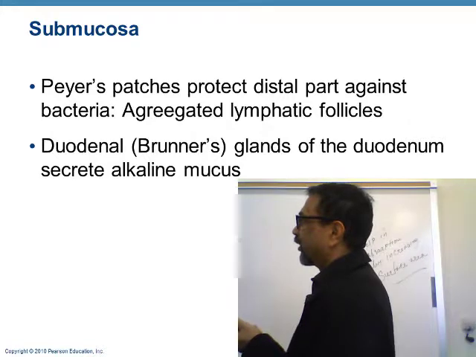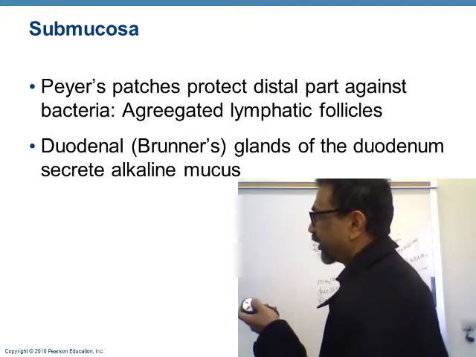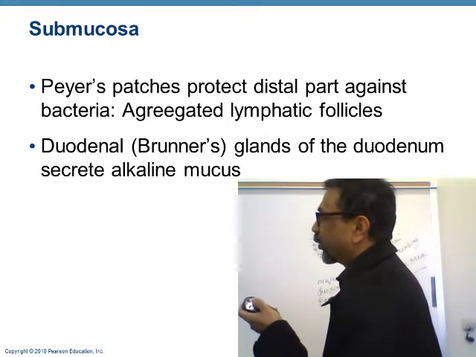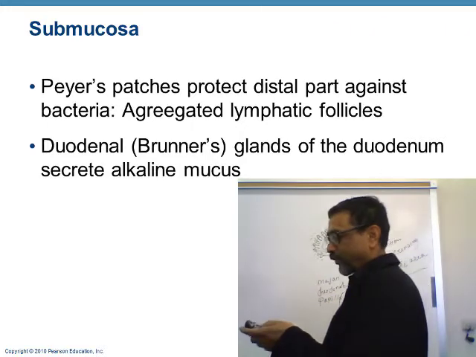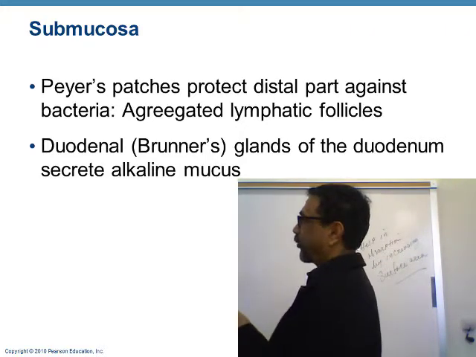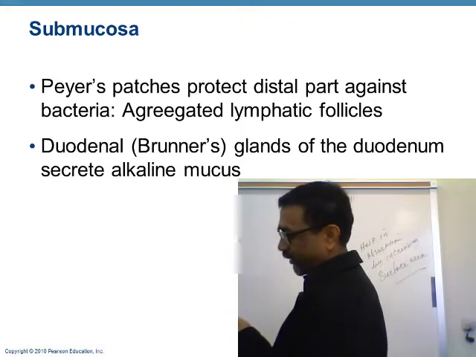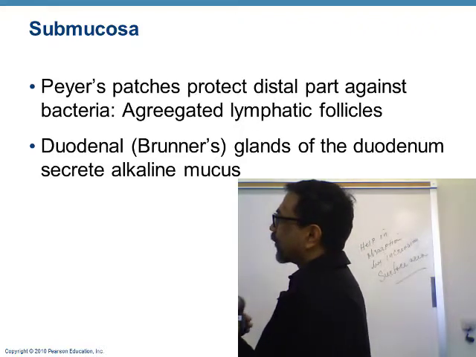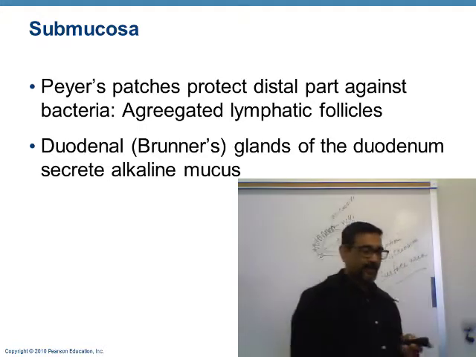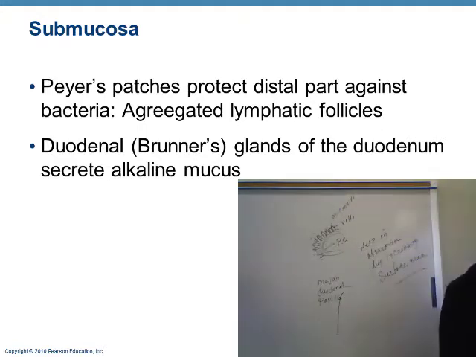Peyer's patches, you already know, the aggregated lymphoid follicles we have talked about before, are in the distal part of the small intestine. Duodenal glands, in the duodenum we have duodenal glands, also called Brunner's glands, and they secrete mucus. So that's the small intestine. Now the liver, the largest gland in the body.